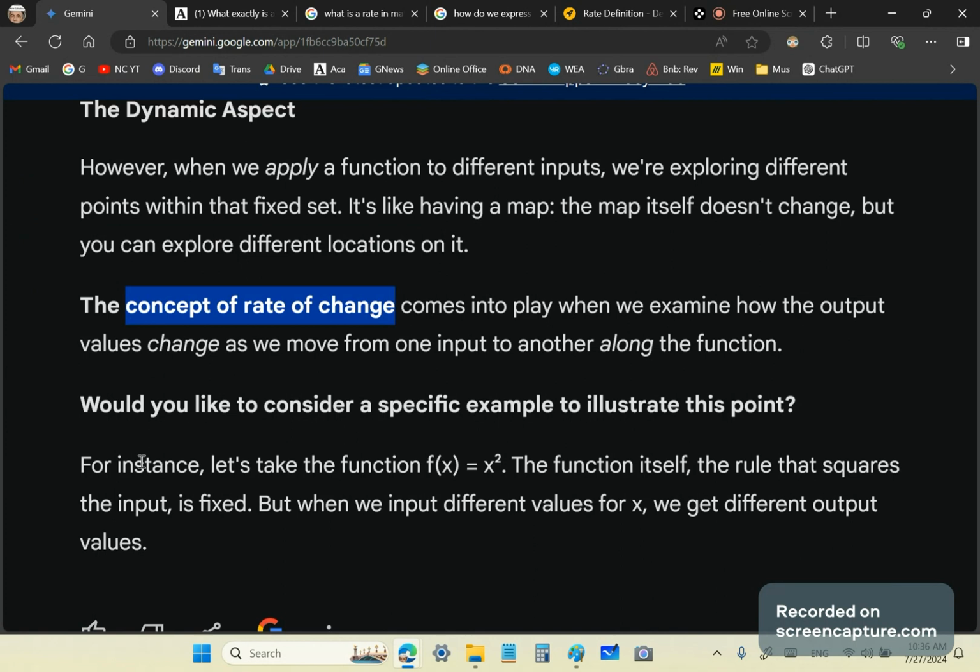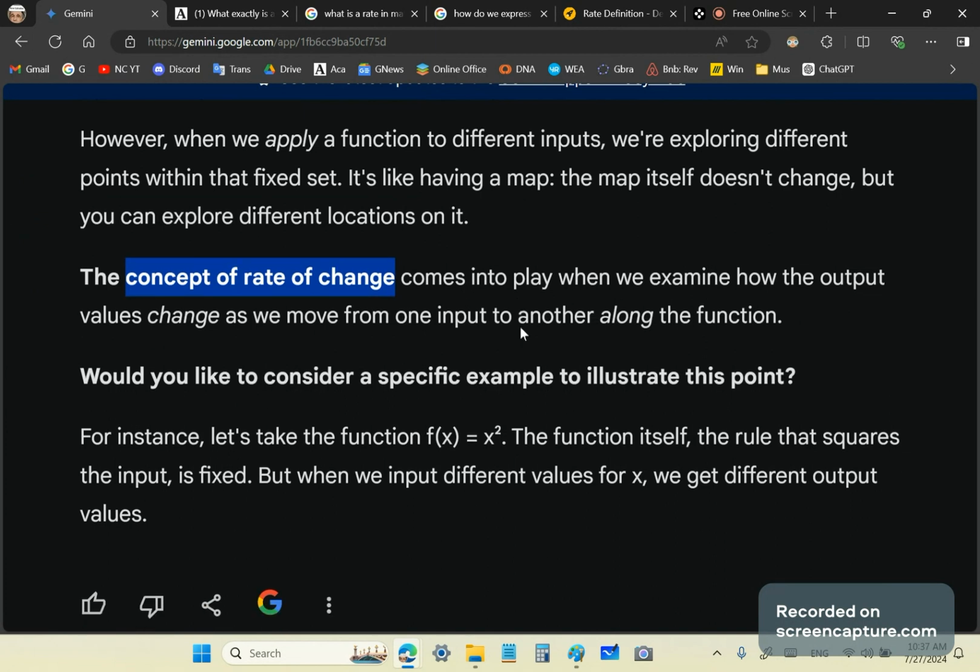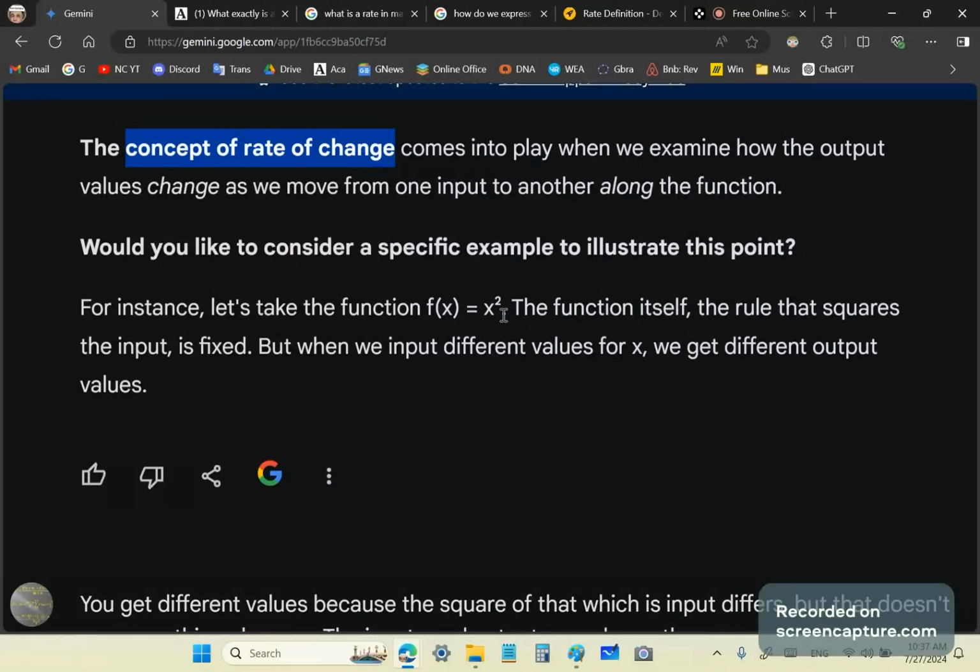And it says how the output values change. Well, they don't change. The differences change. Even the differences don't change, but the differences are different. I mean, to state the obvious, it's kind of stupid, isn't it? And so then it says if we take the function x squared, the function itself, the rule that squares the input is fixed. Of course it is.